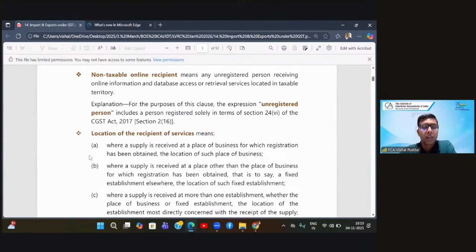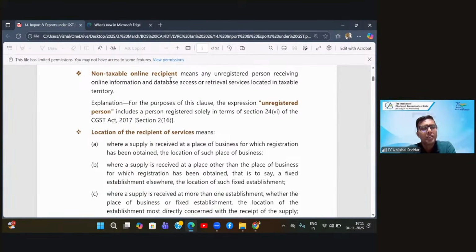Another interesting and important definition is the definition of non-taxable online recipient. This is relevant for all the OIDAR online gaming services coming from outside India. So these services are taxable to the supplier who is sitting outside if the recipient is an NTOR. What is NTOR? Non-taxable online recipient. So it basically means you and me, who in our individual capacity are consuming some online services, either some OTT platform we have subscribed to, or we are playing some games, downloading some video, audio, any type of literature. All this comes in the online services which we are going to study.